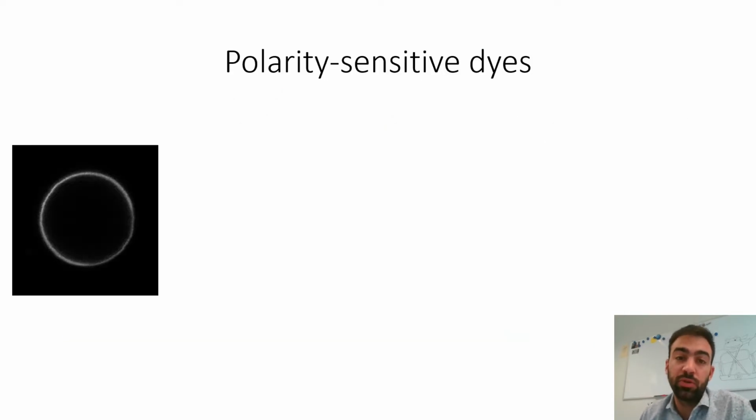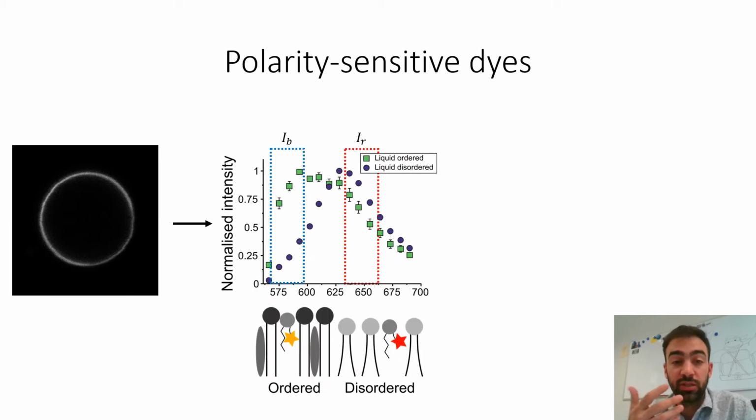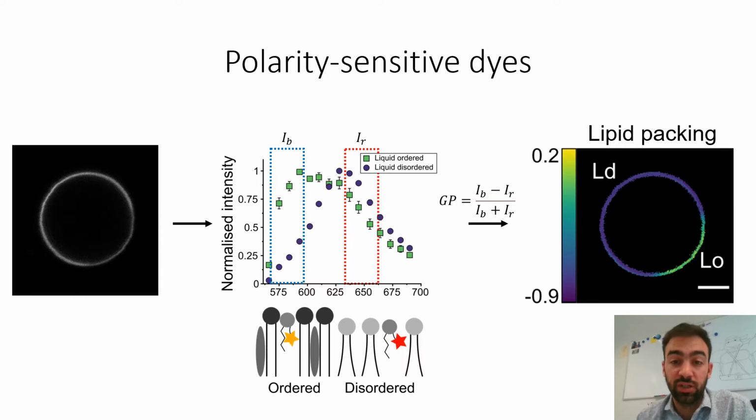To quantify lipid packing, we use polarity sensitive dyes, which show a change in their emission spectrum depending on the packing of the membrane. In membranes where the polarity is lower, they show a blue shifted spectrum, and in these other membranes, a red shifted spectrum. We can quantify this by means of the GP function that uses the intensity on the blue and the red part of the signal, and basically the higher the GP value we obtain, the more ordered the membrane is.